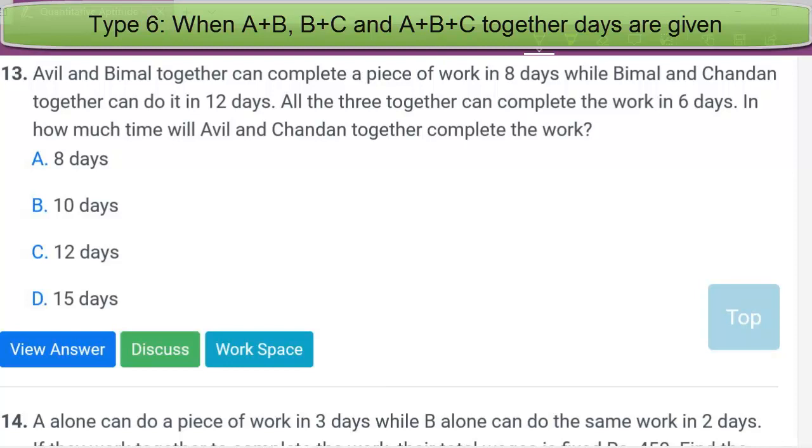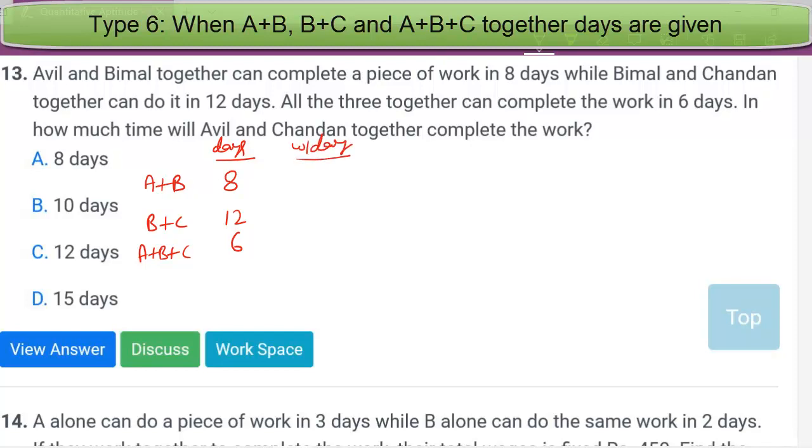So we will proceed in the same way. A plus B is doing it in 8 days, and B plus C is doing it in 12 days, and A plus B plus C, when they are working, they are doing it in 6 days. So these are the number of days they are taking to complete the work together, whatever is given in the question. We have to find out work per day, for which we have to take the total work.